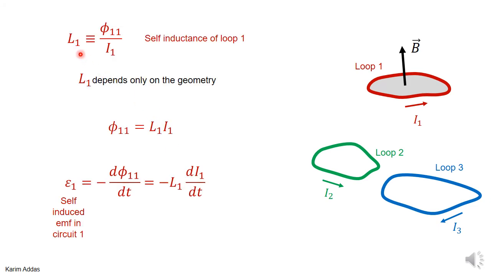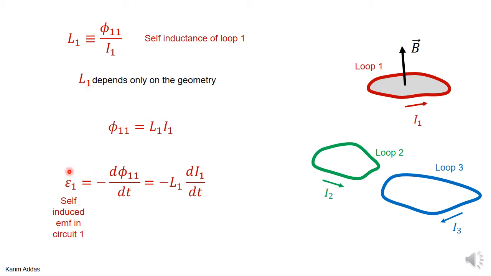So then, as we said, self-inductance in loop 1 is defined as the magnetic flux through loop 1 due to the current in loop 1 divided by I1. And we said before, it depends only on the geometry. That means the magnetic flux is L times I1.